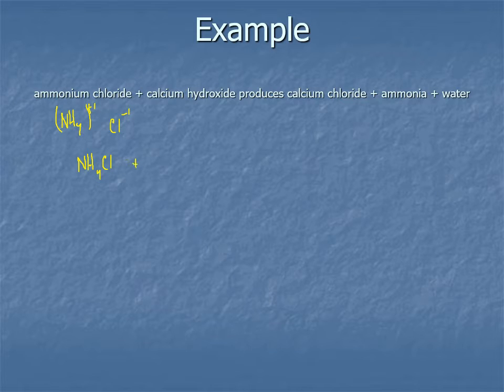NH4Cl plus. Calcium is Ca with a 2 plus charge. Hydroxide is a negative 1 charge. And can't emphasize enough, if you're memorizing these ions, think about how quick this is. And so we got to crisscross these. And so when we do, we end up with calcium hydroxide in that form. Produces calcium chloride. Well, calcium again, 2 positive charge. Chloride is a negative 1. Got to crisscross to make it CaCl2.